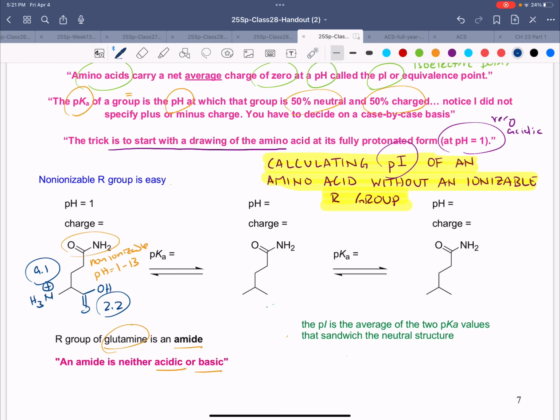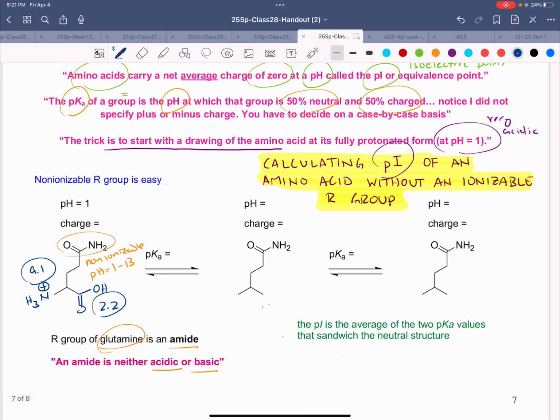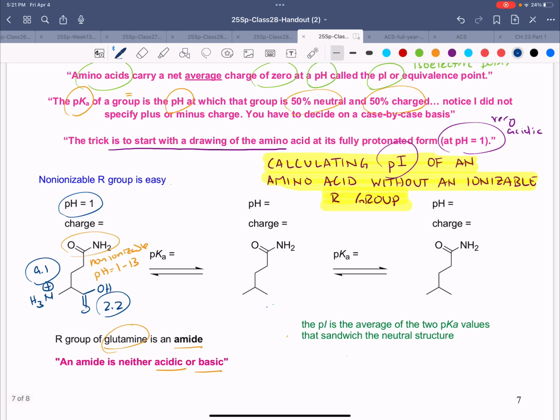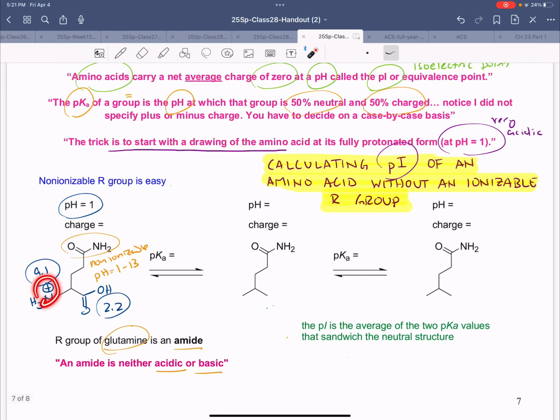Okay, we're about to change the pH. Right now the pH is 1, but before we change the pH, let's make a note of the charge. At pH 1, we have a positive and a neutral. So that is a net positive charge. That's net plus 1. Okay? Now let's travel to a new pH, a pH where things start to change.